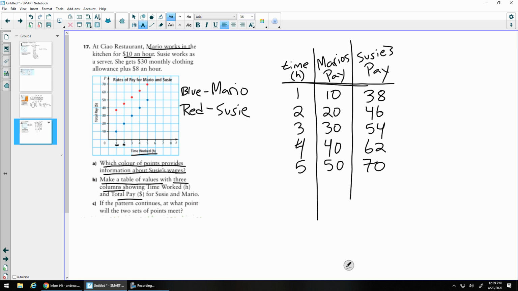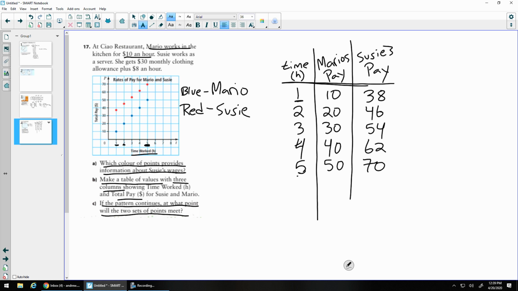And so now we're getting closer. We see the difference between their pay after 1 hour. Mario got 10, Susie got 38, so there's a difference of $28. Now after 5 hours, the difference in how much they've gotten paid is actually only $20 between 50 and 70. Okay, so the last point shown on the graph is 5 hours. So if the pattern continues, at what point will the two sets of points meet?